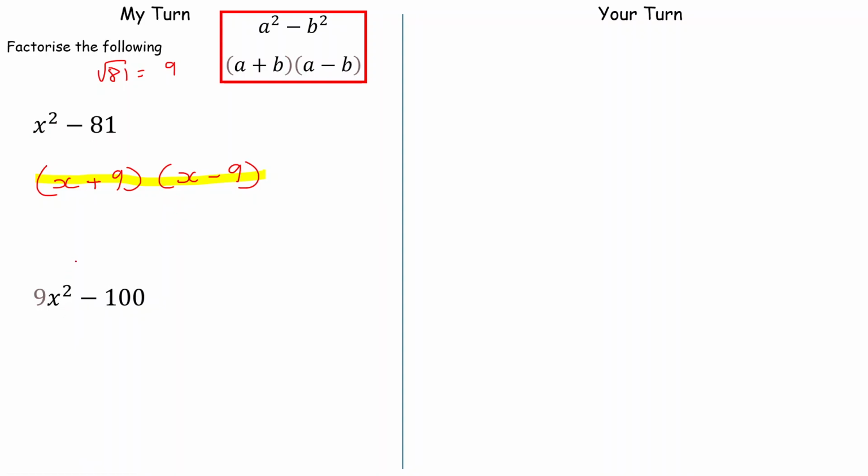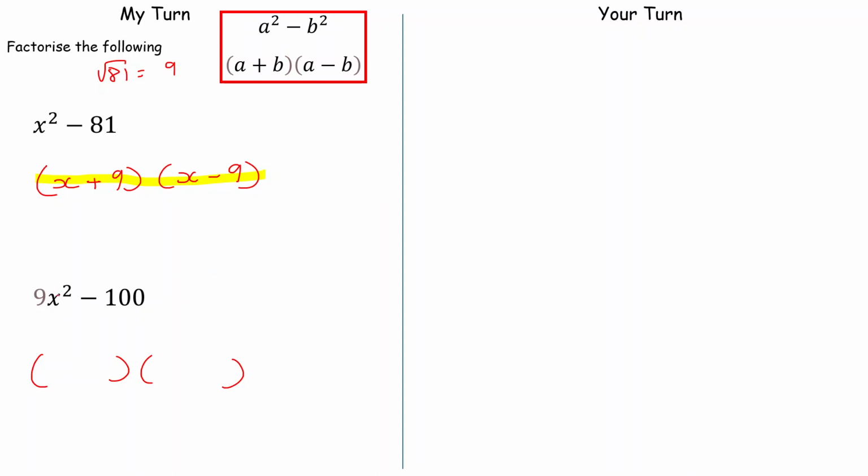Good. The one below, okay, again, check, is it in the correct form? Well, you've got 9x squared. Well, 9 is a square number, and x squared is a square number, so that's good. And 100 is also a square number. So this is going to go into, again, a pair of double brackets where you square root, okay, 9x squared.